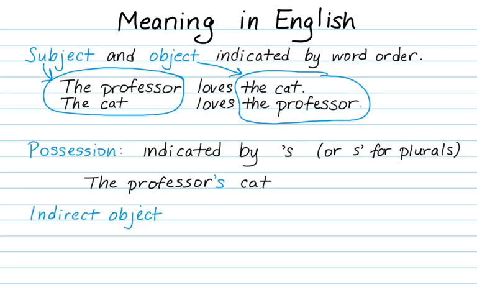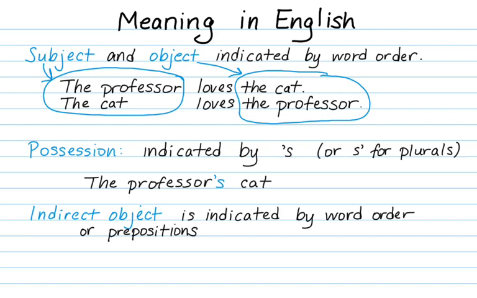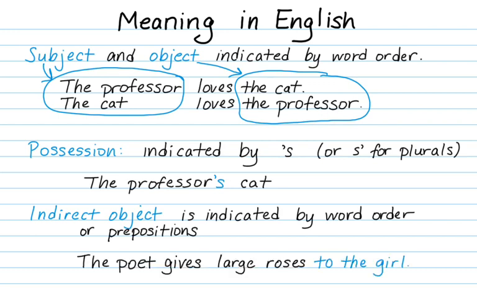In English, the indirect object is indicated either by word order or by prepositions. In the sample sentence, the poet gives large roses to the girl. The girl is the indirect object, and it is indicated by the preposition to. Large roses are the direct object that directly receive the action of the verb. The girl is indirectly affected.